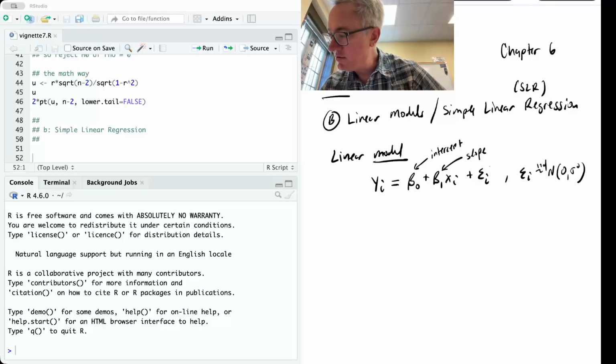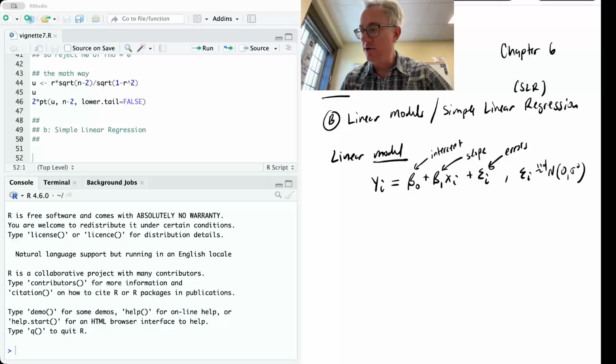The errors are also unknown quantities, so they're Greek as well, but they have a distribution. So we're assuming that those errors are on average 0 and have a spread around 0 that follows a Gaussian distribution with a variance of sigma squared.